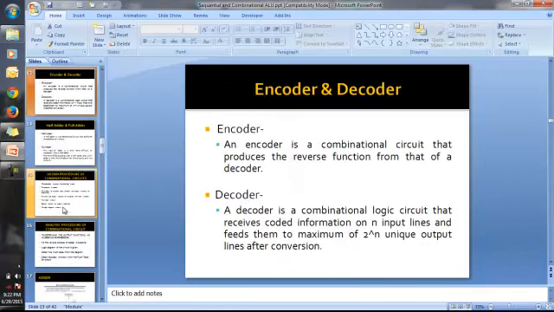Next is the encoder and decoder. An encoder is a combinational circuit that produces the reverse function from that of a decoder, whereas a decoder is a combinational logical circuit that receives code information on n input lines and feeds them into a maximum of 2 to the power of n unique output lines after conversion.